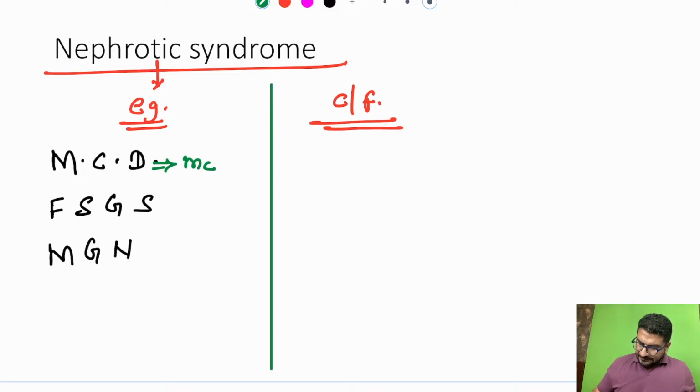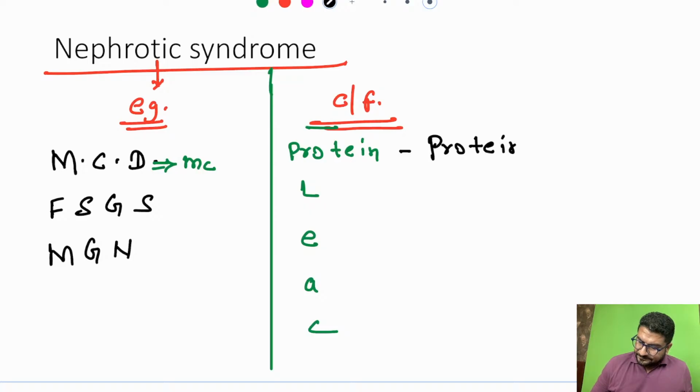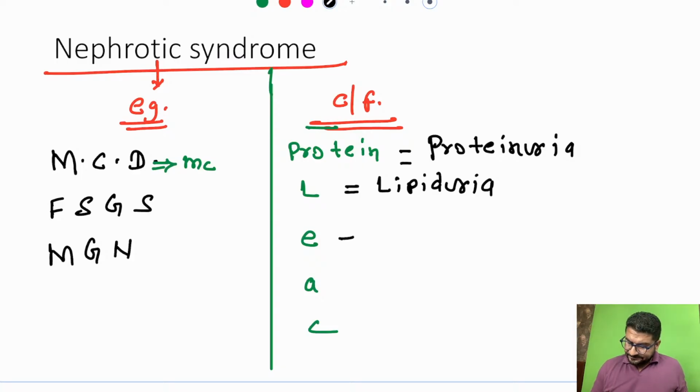Now understand, in all these nephrotic syndromes you will have common clinical features, and you can remember them by the mnemonic: protein leak. Protein leak means the patient will have proteinuria. Leak means lipiduria. There will be lipids in the urine and proteins in the urine. E for edema. A for albumin decrease.